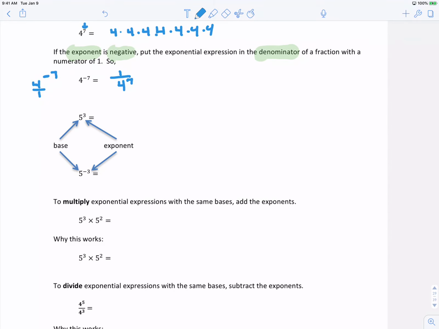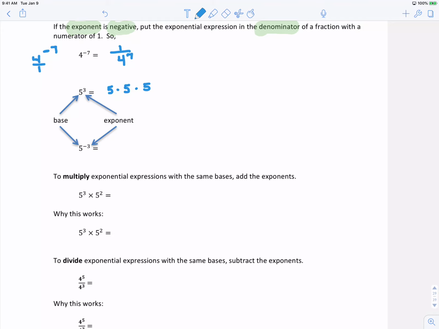So 5 to the 3rd, 5 is the base, 3 is the exponent, and we know that that's just 5 times 5 times 5. But 5 to the negative 3rd is we take the base, which is 5 over 1, and we would flip that. So it's 1 over 5 times 1 over 5 times 1 over 5 to get 1 over 125.